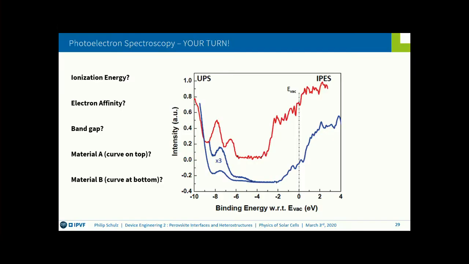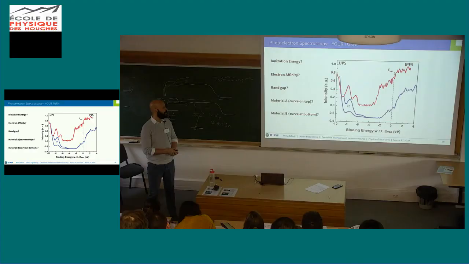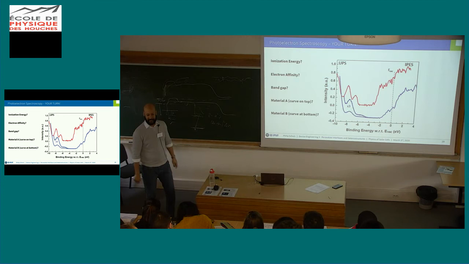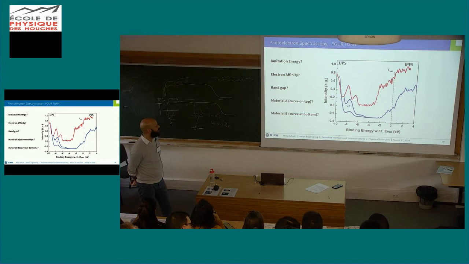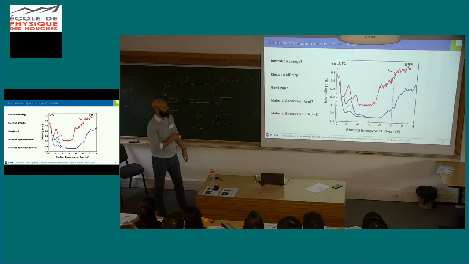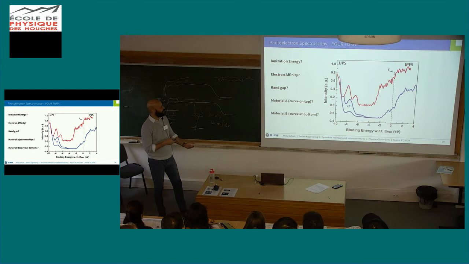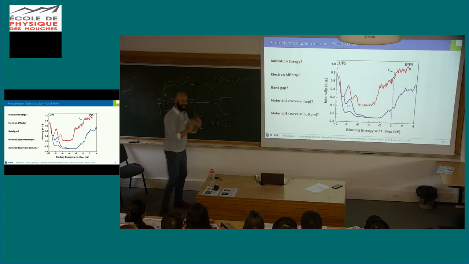Now, photoelectron spectroscopy, your turn. I prepared a slide, and it should show up in your deck of slides, where you have this graph here. These are two materials, with a UPS curve and an IPS curve, regarding the binding energies with respect to the vacuum level. And I give you 5 minutes to give me the ionization energy, the electron affinity, the band gaps, and if you can, tell me what is material A, the thing on top, and material B, the material on bottom. Okay, let's go. It's an experiment also for me.